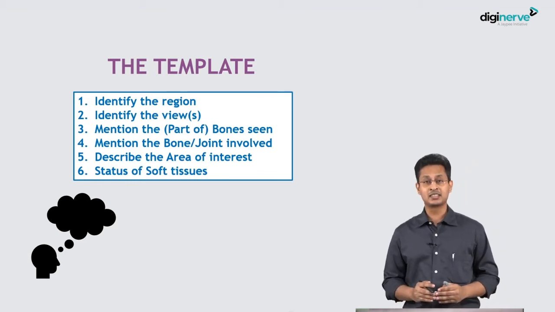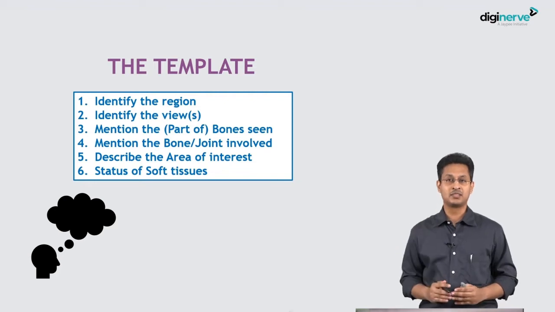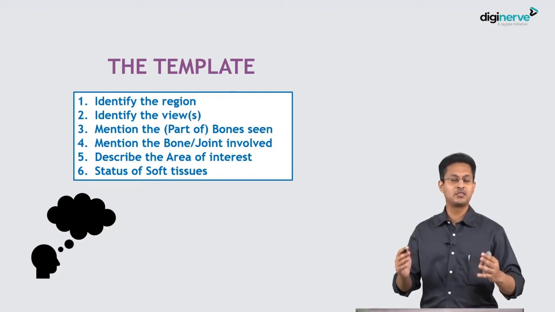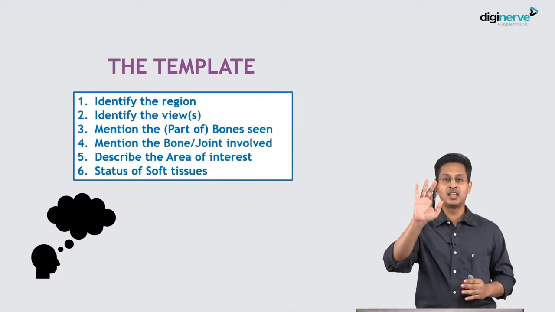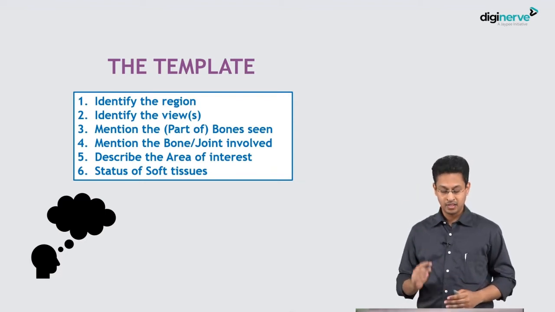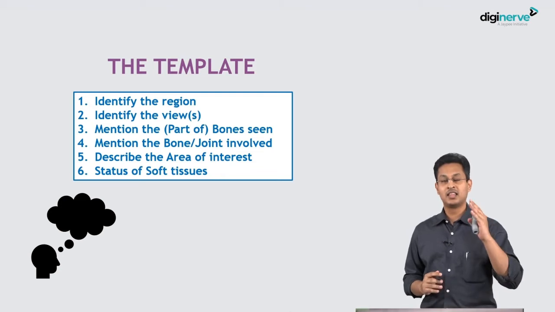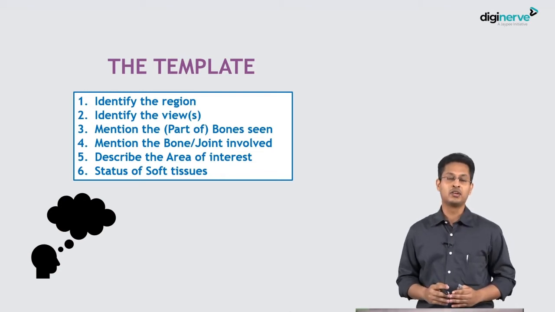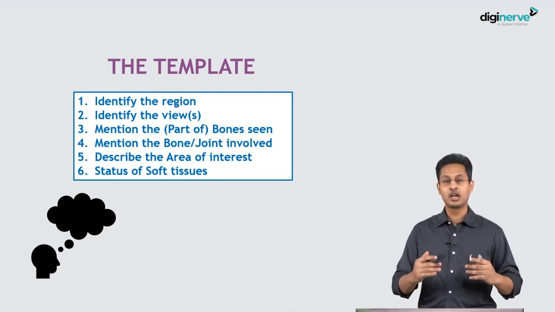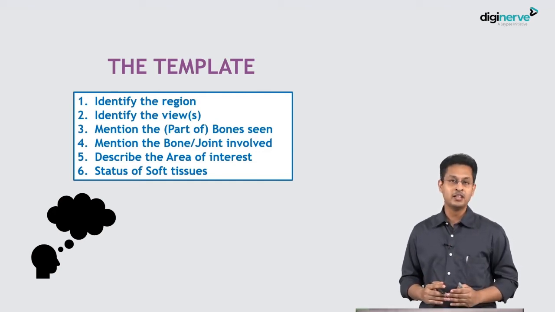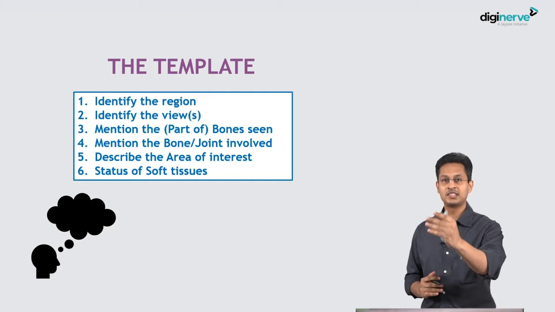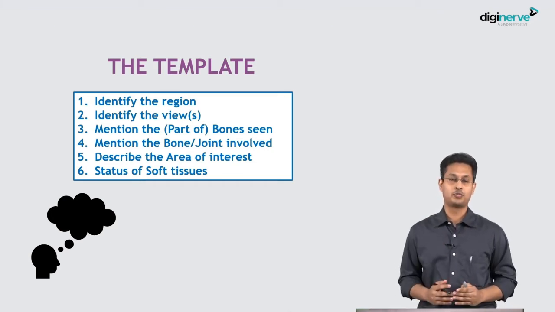The third part is to describe the bones that are seen, which is basically refreshing your anatomy knowledge. Describe the bones that are seen in the X-ray film. And the fourth point is the bone which is actually involved. So you start with the area that you actually wanted to start with in the beginning. You want to describe the bone which is actually involved as the fourth point.